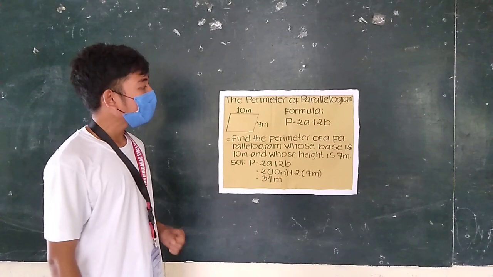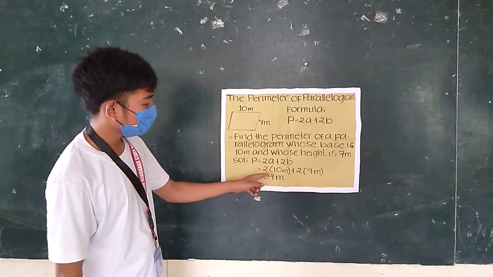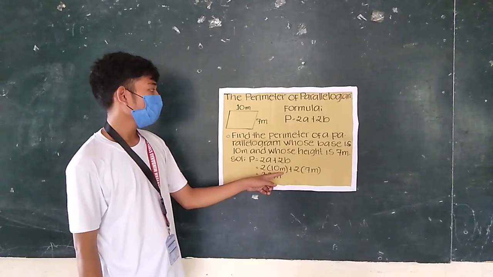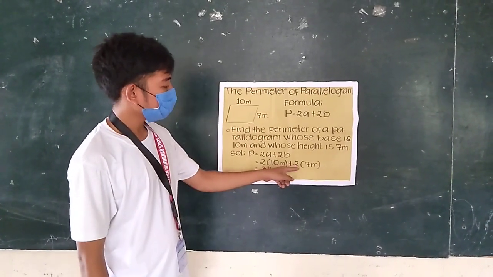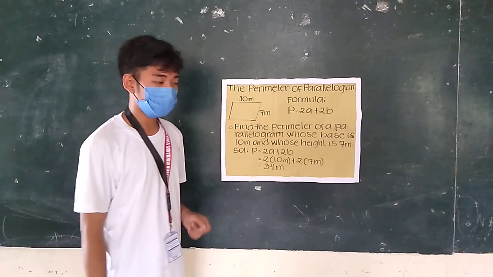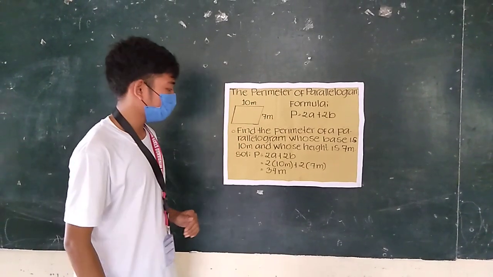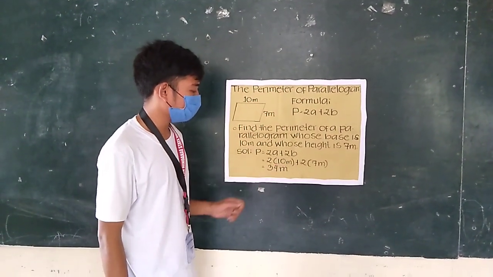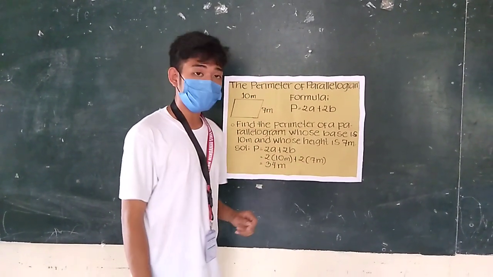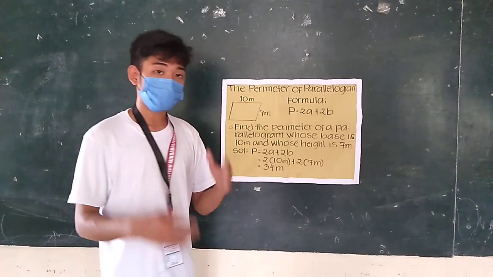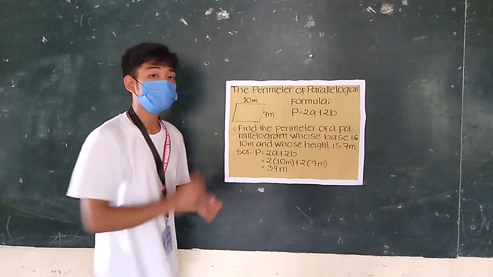So, for the solution, let us simply write the formula and substitute everything. We have the constant 2 times 10 meters, which is the base of the windshield, plus 2 times 7 meters. Now, let us simplify everything. 2 times 10 meters, we have 20 meters, plus 2 times 7 meters, which is 14 meters. Therefore, 20 plus 14, we have 34 meters, which is the total length of all the sides of the windshield.